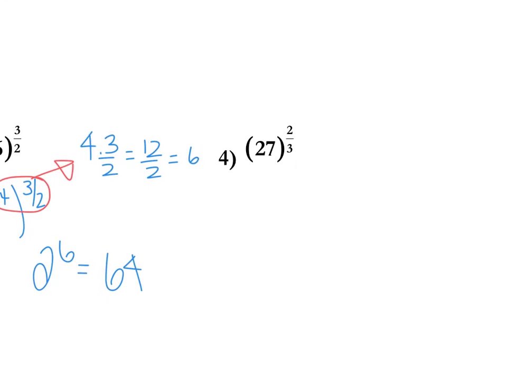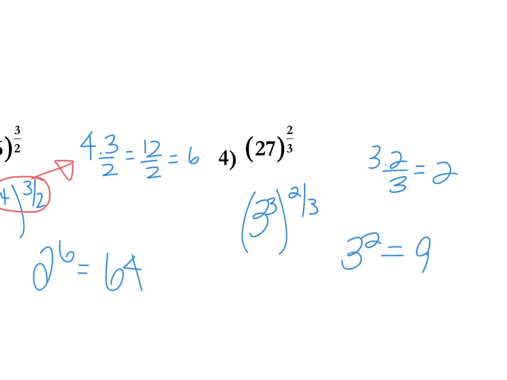Alrighty, last example. So this is 3 to the 3rd. It's a perfect cube. Multiply the exponents. So 3 times 2 over 3, that's going to be 2. 3 to the 2nd equals 9.